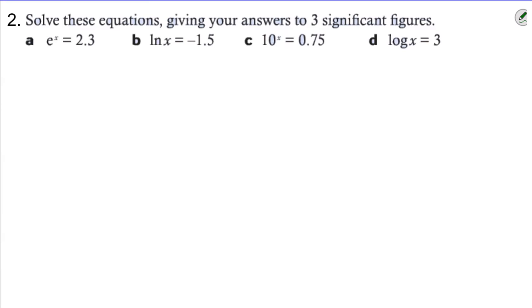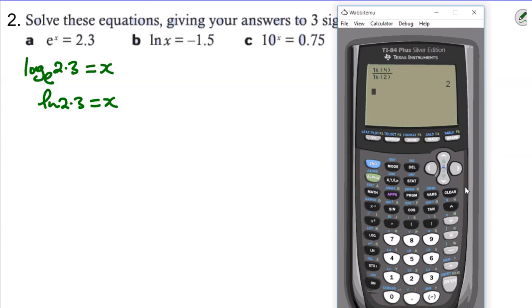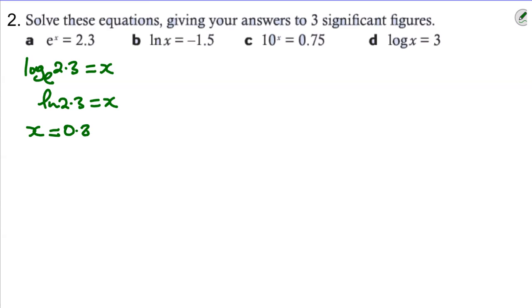So starting with A, what I'm going to do is convert this e to power x is equal to 2.3 to logarithmic form. So I'll have log to base e of 2.3 is equal to x. This is the same as ln 2.3 is equal to x. Now what I have to do here is just plug ln 2.3 into my calculator, find what it is, and that will be my value for x. So if you go into your calculator, just press ln 2.3 and you should be able to get your answer. So our answer will be x is equal to 0.833.